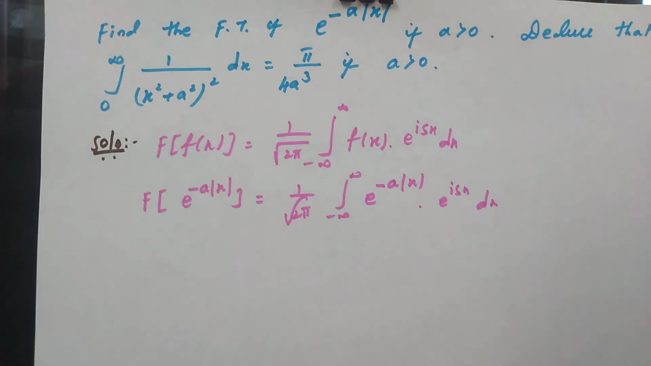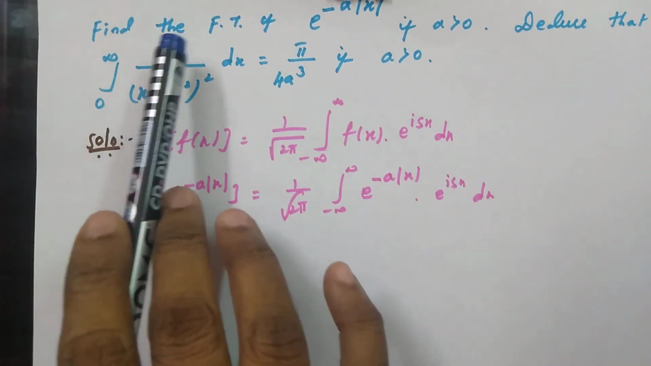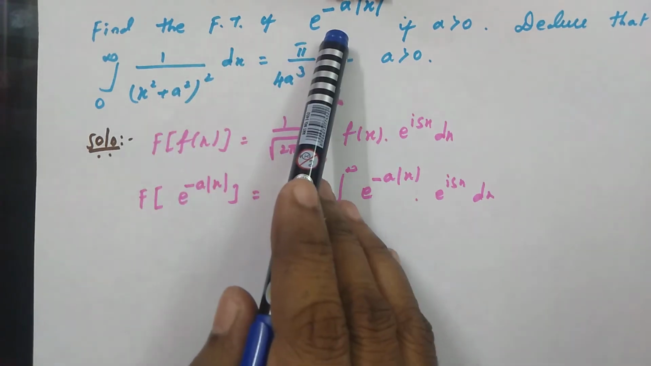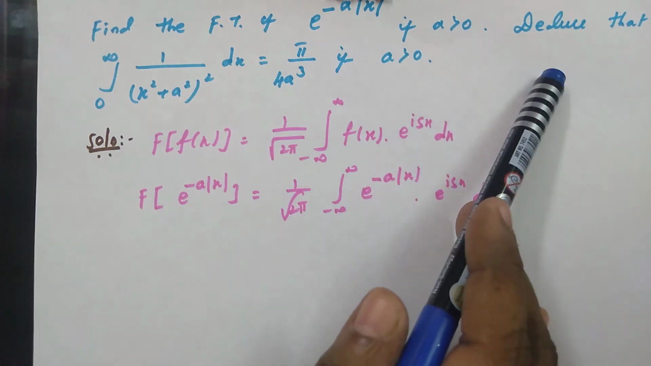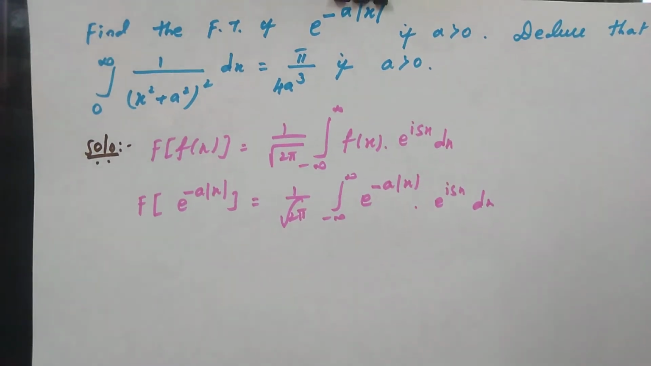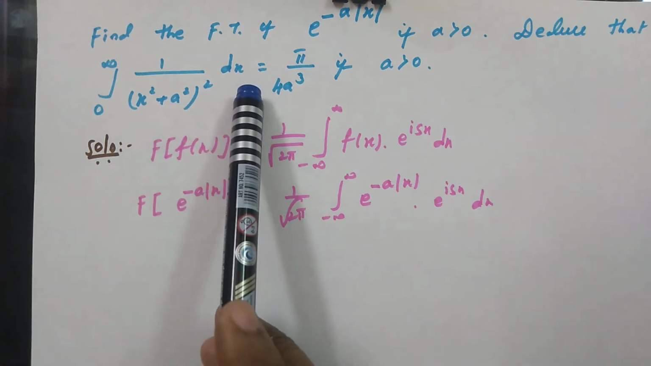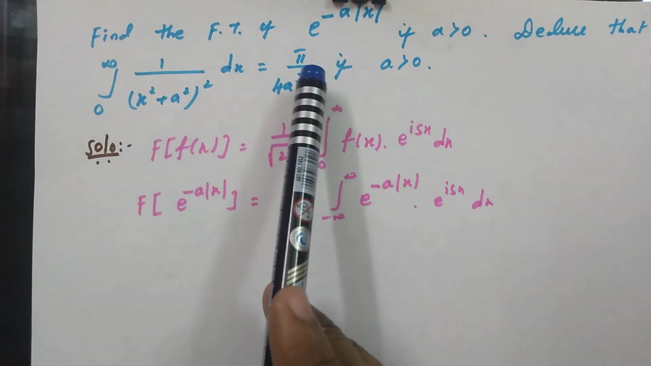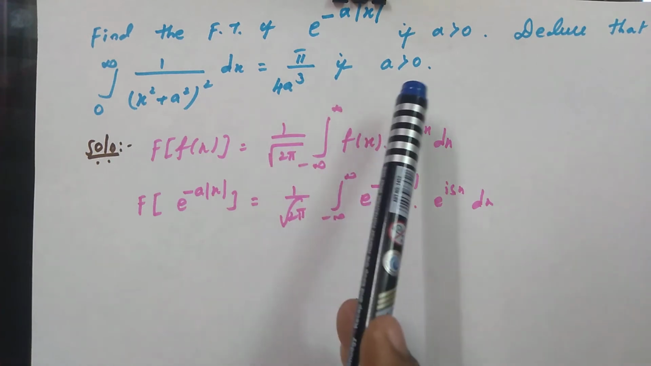In this video, we are going to see a problem under Fourier transform with the property Parseval's identity. Look at the question. Find the Fourier transform of e power minus a mod x if a greater than 0. Deduce that integral 0 to infinity 1 by (x square plus a square) the whole square dx equal to pi by 4a cube if a greater than 0. So, this is the question.